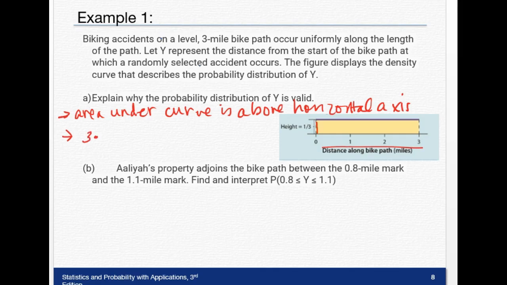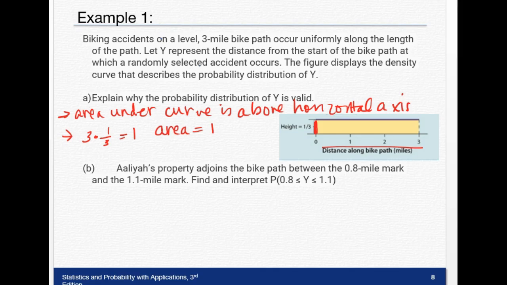times the width, which is 1/3, 3 times 1/3 is 1. So the area is equal to 1. And so those are the two criteria that have to happen for this to be a valid probability distribution.